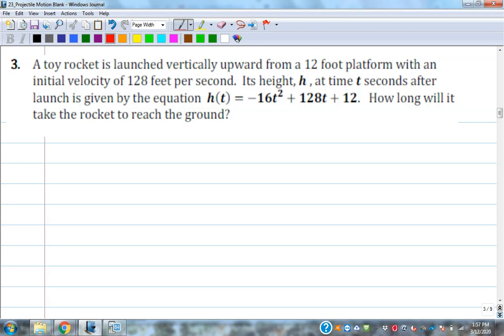When does something reach the ground? At 0, right? When the height is 0. So what are we going to do with that problem? Set it equal to 0.